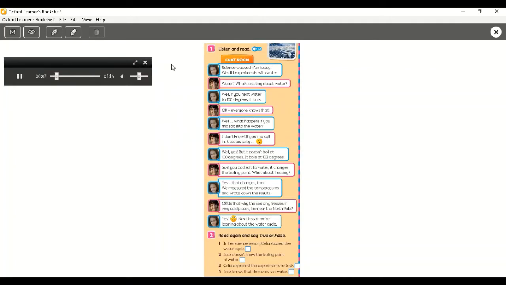Science was such fun today. We did experiments with water. Water? What's exciting about water? Well, if you heat water to 100 degrees, it boils.